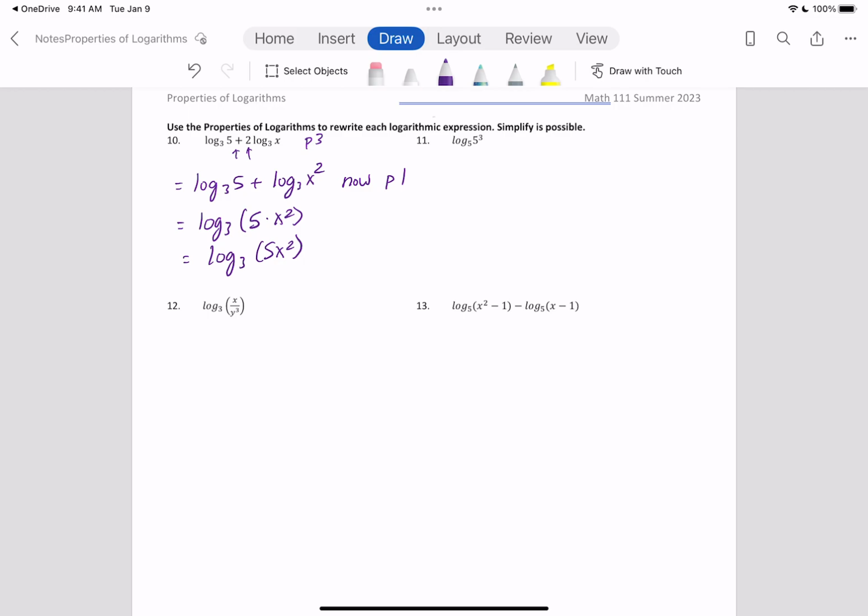All right, then number 11. I see that I have the base and this number is the same. So for this one, we don't have to do a lot of work. All we have to do is say that this one equals 3. You remember that property we learned that said if this base and number are exactly the same thing, they just cancel and I bring down the power.